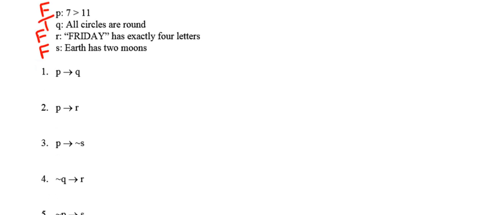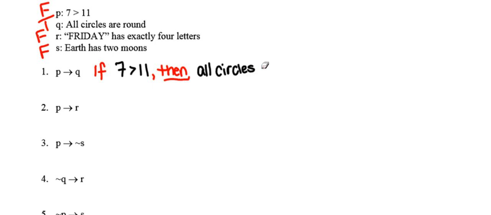One thing that's difficult for kids sometimes is that they tend to forget that each and every one of these conditionals begins with the word if. So when we see P implies Q or if P then Q, when we go to write this in sentence form, we have to begin with the word if. So if statement P, so if 7 is greater than 11, then, our connector for the conditional, Q. And Q says all circles are round. So that's what our statement would look like in sentence form.